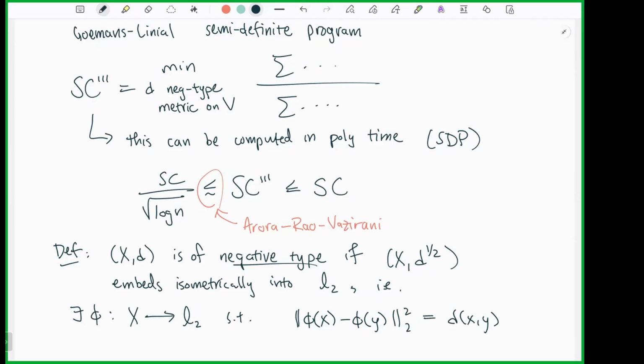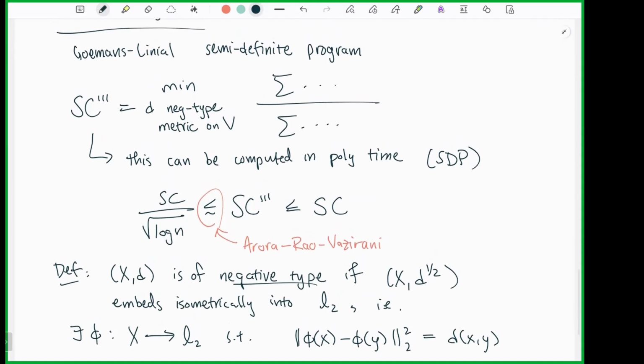Yeah, so you can embed it into L2, but the relation between the distance in the original metric and the new L2 metric is like this. So I think this is one way of thinking about this.